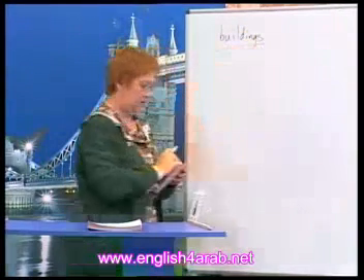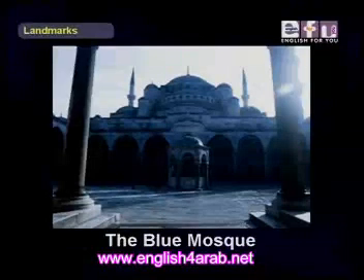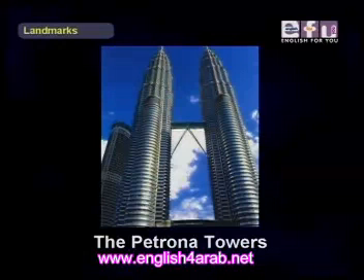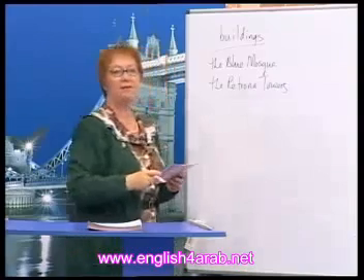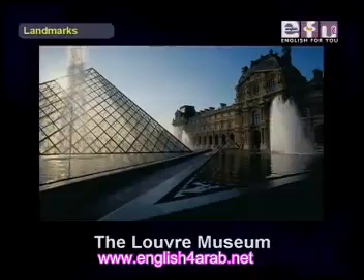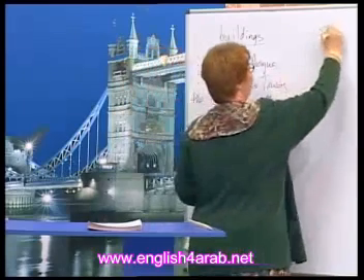Okay, so, Ali, you start. What's a building? The Blue Mosque in Istanbul. Okay, the Blue Mosque in Istanbul. Okay, now Susan. The Petronas Towers in Malaysia. Okay, the Petronas Towers, very big buildings. And Isabel? The Louvre Museum in Paris. Yes, the Louvre, very famous museum. Okay, now let's do some structures.